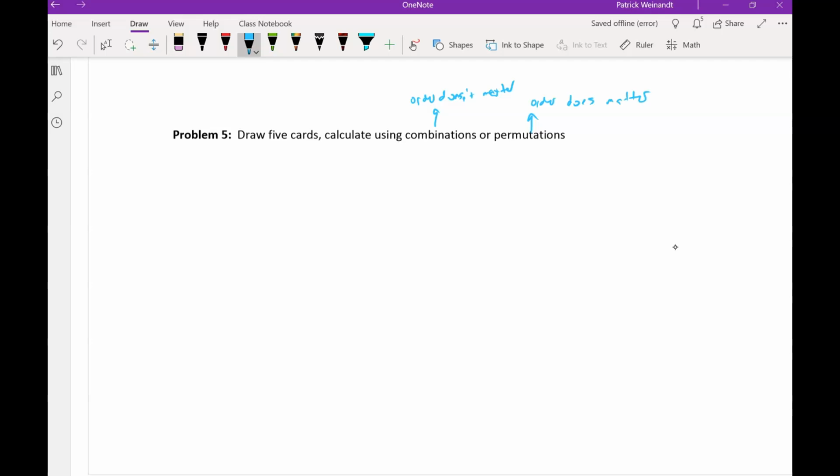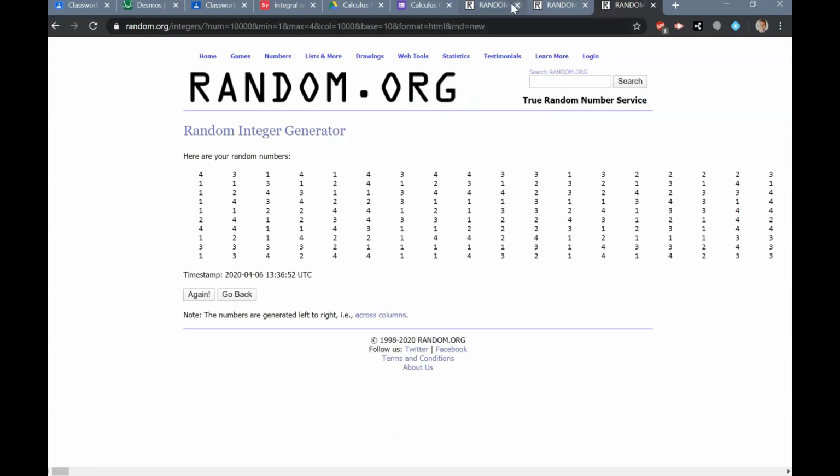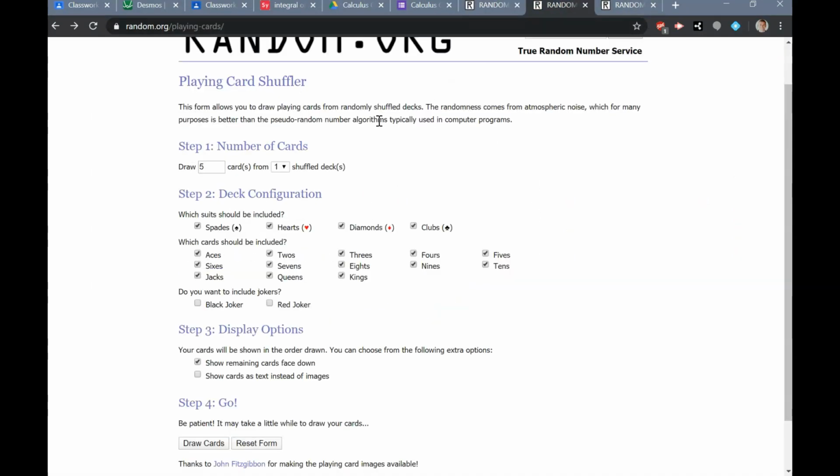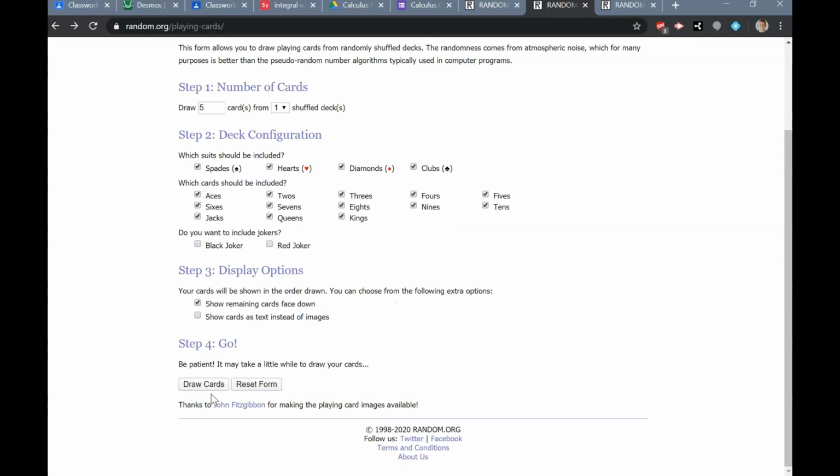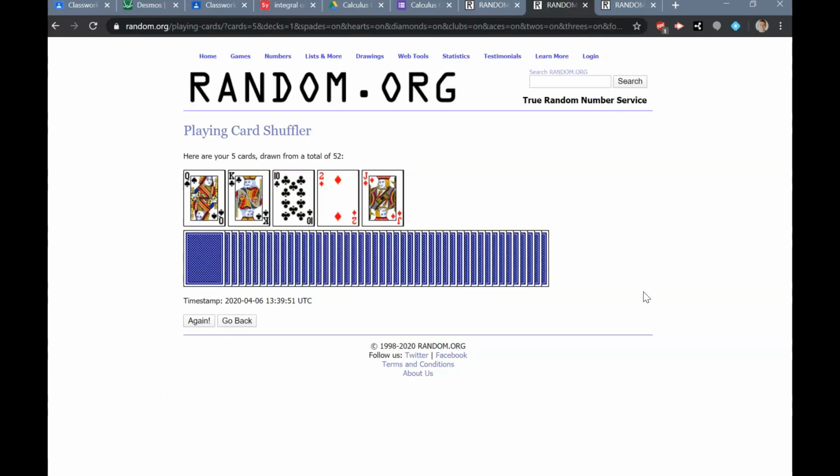Okay, so we want to draw 5 cards and then calculate using combinations or permutations, and I'm going to assign a probability depending on what we draw. We'll come back and discuss that in a little bit. So I'm just going to draw a 5-card hand, 5 cards from one shuffled deck. I'm going to include every possible card except for jokers, so there should be 52 cards. I randomly draw 5 cards, and I got 3 face cards and 2 non-face cards.